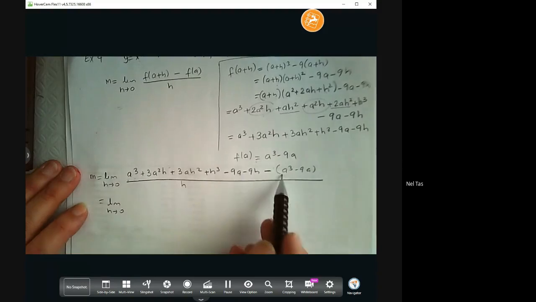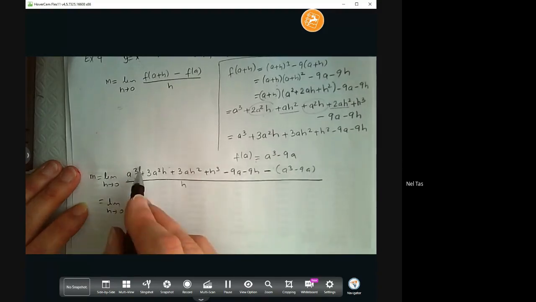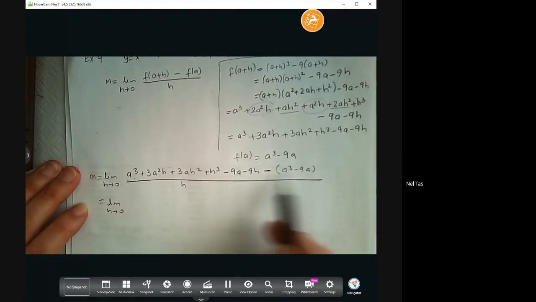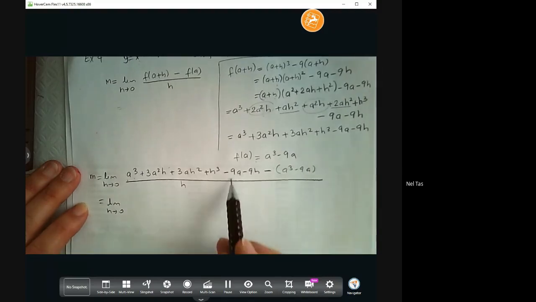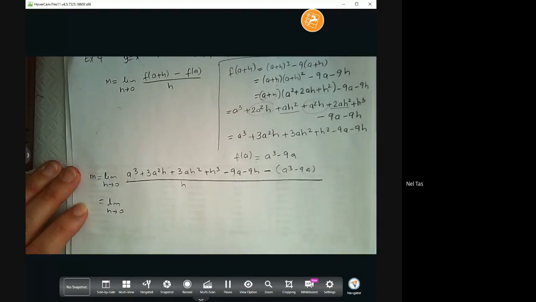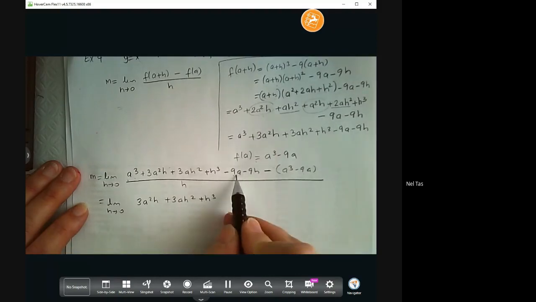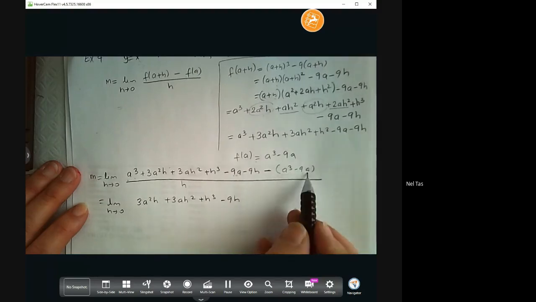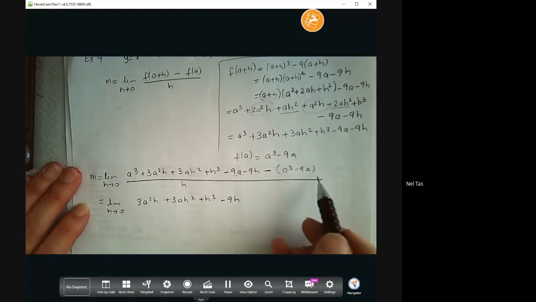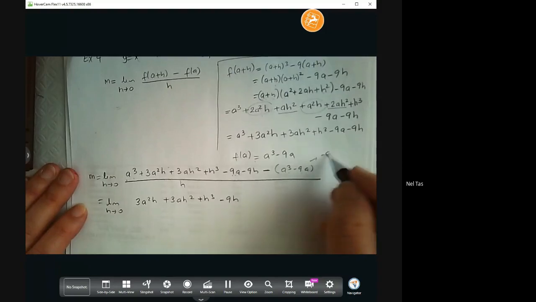So a cubed minus a cubed is gone. And minus 9a plus 9a are gone. So I have 3a squared h plus 3a h squared plus h cubed. We said this is gone. We still have minus 9h. And a cubed is gone. So you can expand this and see, right?